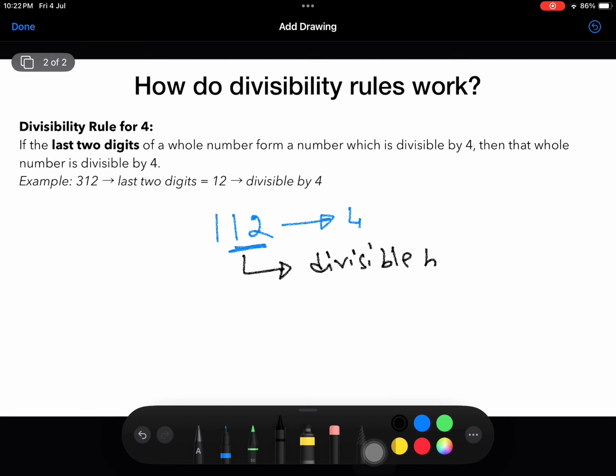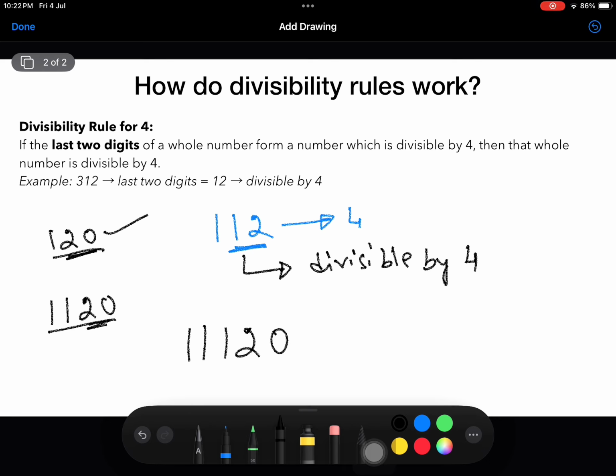Okay, so you can think about any other number, say 120, and since 20 is divisible by 4, we say that 120 is indeed divisible by 4. You can try out 1120. Here again 20 is there and it is divisible by 4. It does not matter whether it is 120 or 1120, or I can keep on adding digits over here. It will always be divisible by 4.